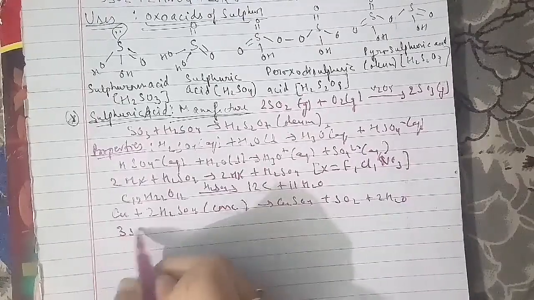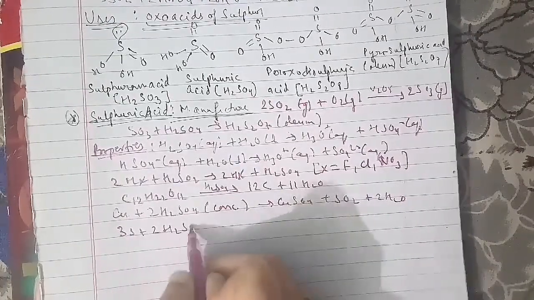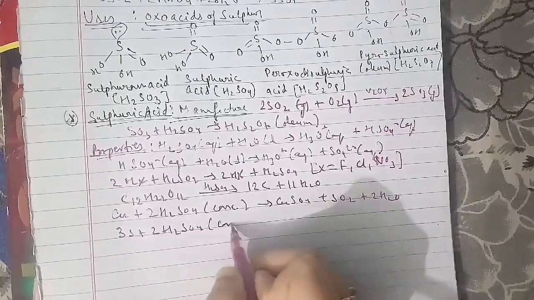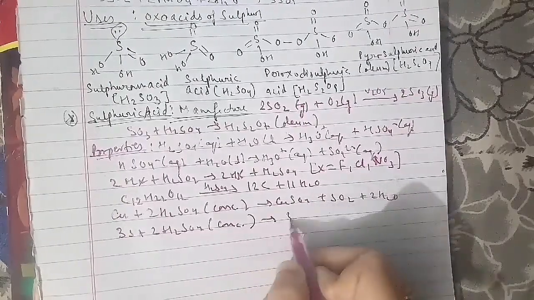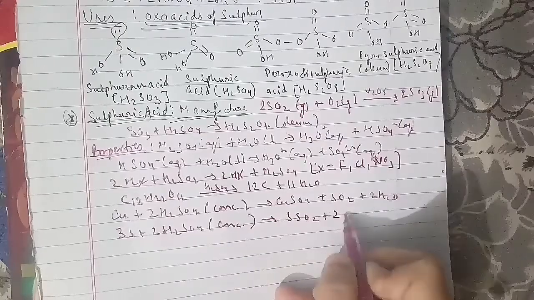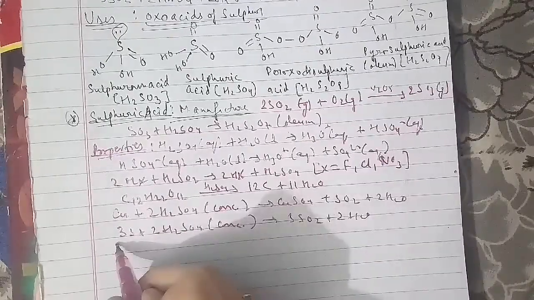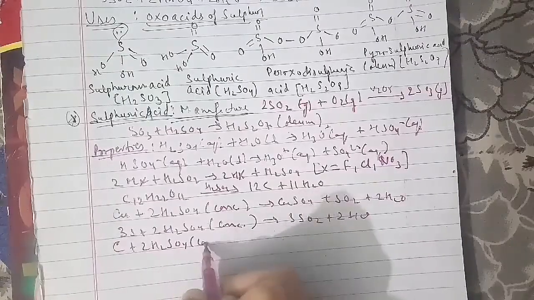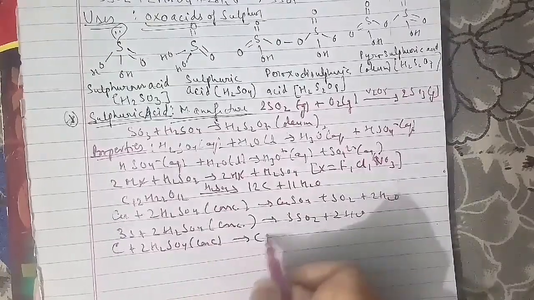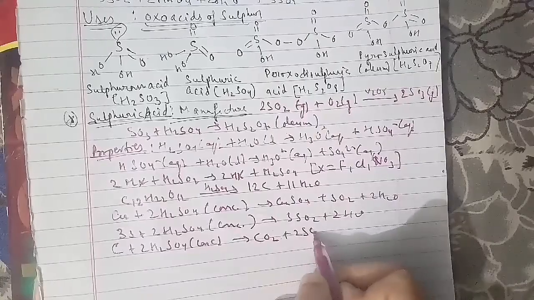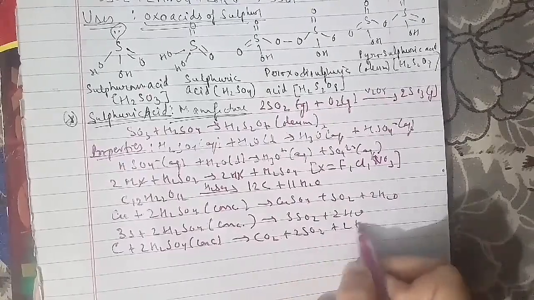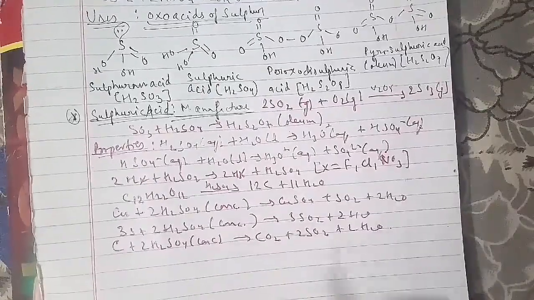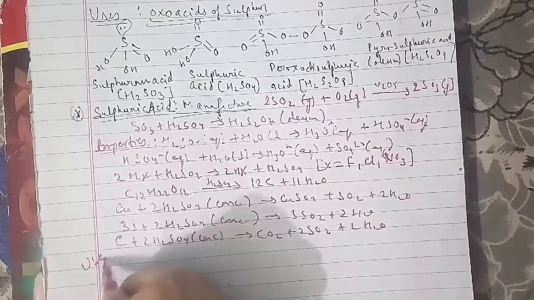Now we'll talk about the uses. Sulfuric acid is a very important industrial chemical. A nation's industrial strength can be judged by the quantity of sulfuric acid it produces and consumes. It is needed for the manufacture of hundreds of other compounds and in many industrial processes. The bulk of sulfuric acid produced is used in the manufacture of fertilizers.